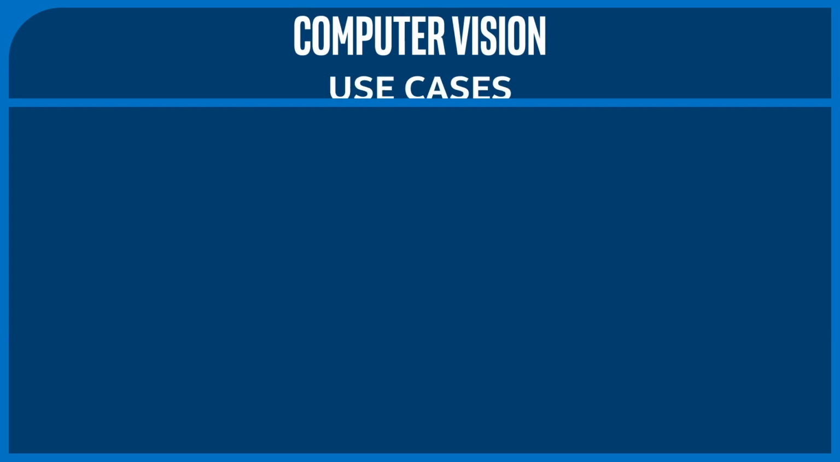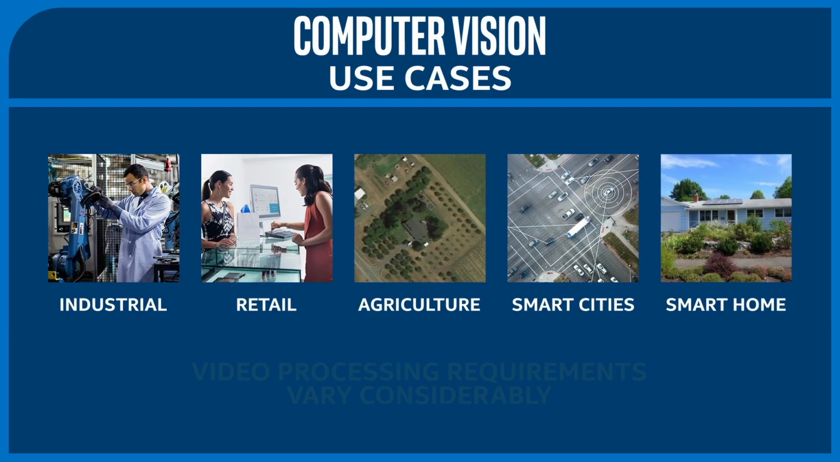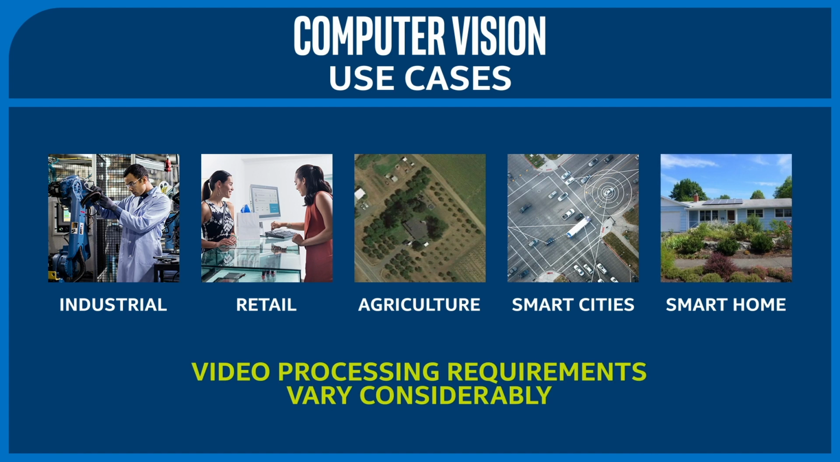Depending on your use case, be it industrial, retail, agriculture, smart cities, or smart home, the video processing requirements vary considerably. For instance, the number of concurrent video streams, the video frame resolution, or the speed at which each frame needs to be processed. One thing remains constant across all these use cases.